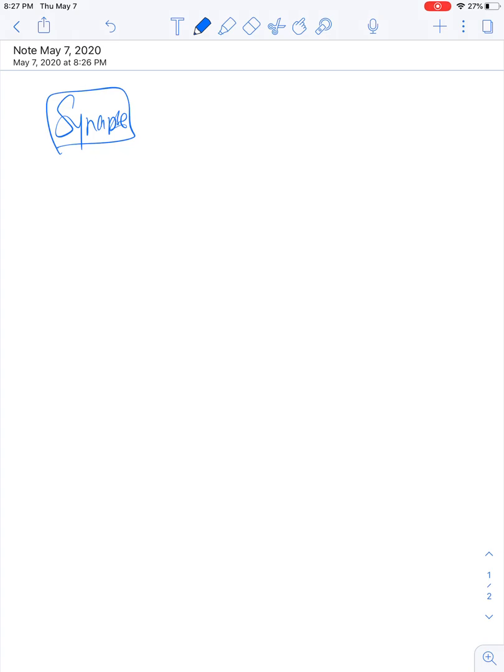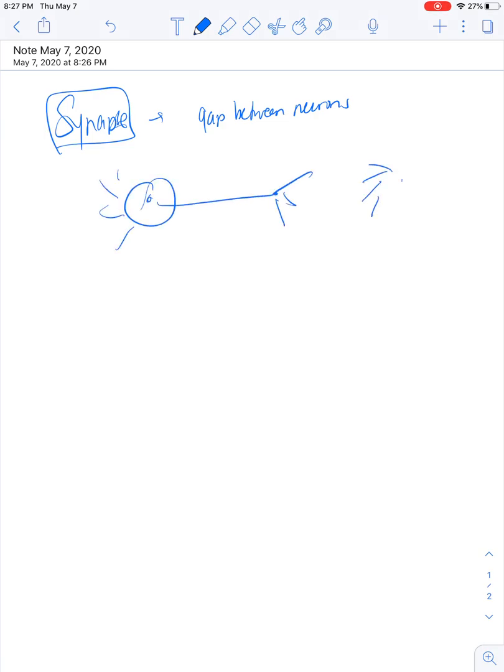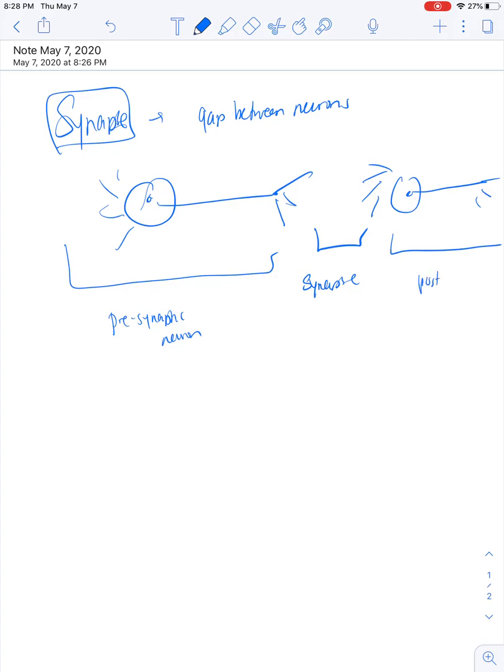So the synapse is the gap between neurons, okay? Here I have a neuron, and there's another neuron. You can see there's this gap between neurons, and that's called the synapse. The reason there's a gap between neurons is because you don't want neurons to be connected directly to each other, because if you turn one on, then all your neurons will be turned on, and you don't want that to happen. This neuron is called the presynaptic neuron because it comes before, and this neuron is called the postsynaptic neuron because it comes after.